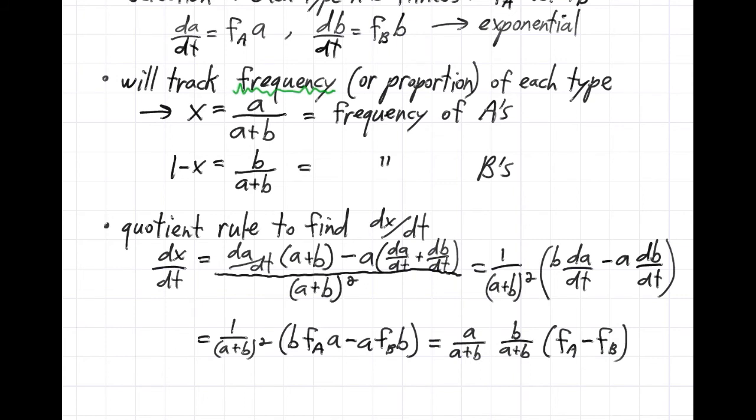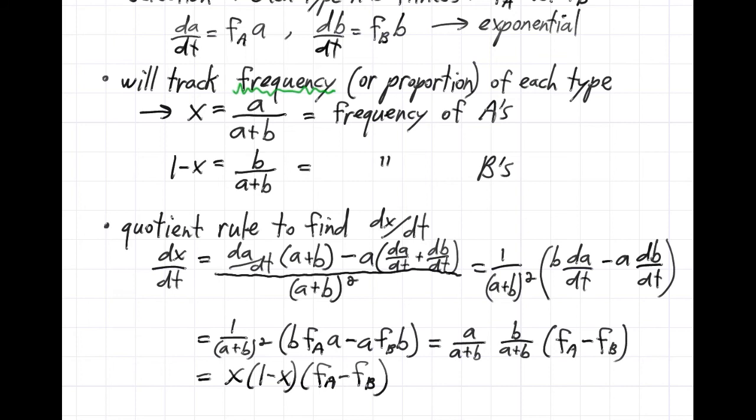Why did I do that? Because we have this expression already and this one already. They're just up here. X is equal to A over A plus B, and B divided by A plus B is just 1 minus X. So we can make this equation even simpler. It's X times 1 minus X times F sub A minus F sub B. And that's how the frequency of A types changes over time.